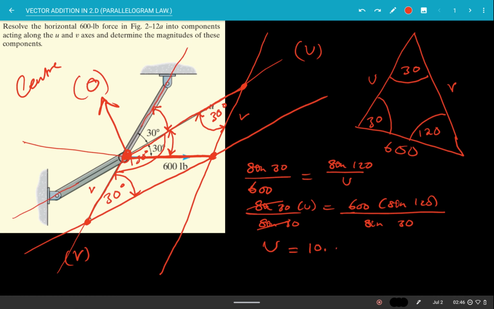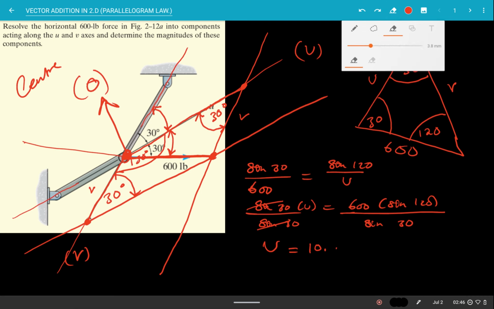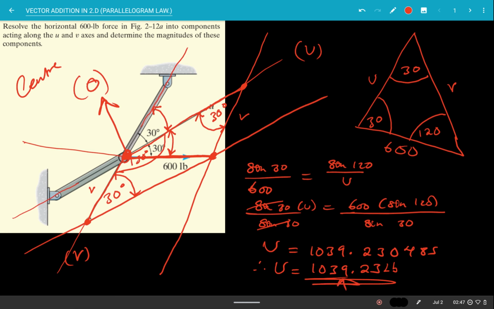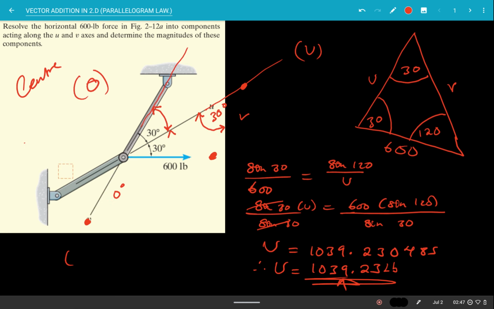Let me just get my rubber. Okay, so what we get is 1039.230485. If I round off to two decimal places, then U is equal to 1039.23. The units of the resultant was in pounds, so even the component would be in pounds. So we have found that of U. So we can find for V. So I just erase this part like that.